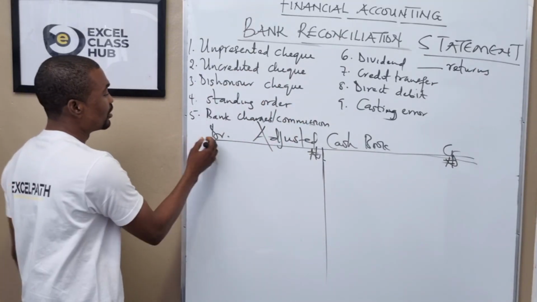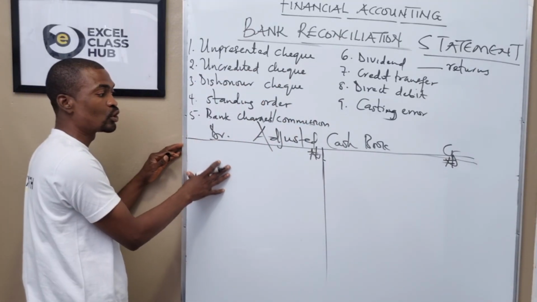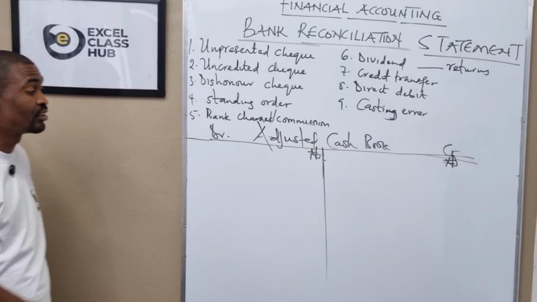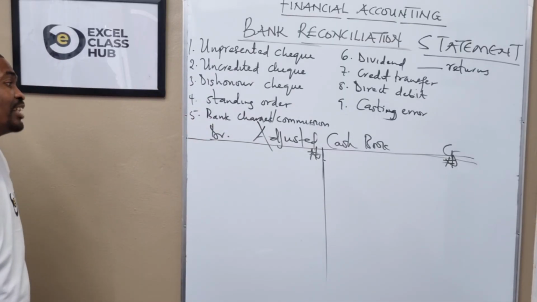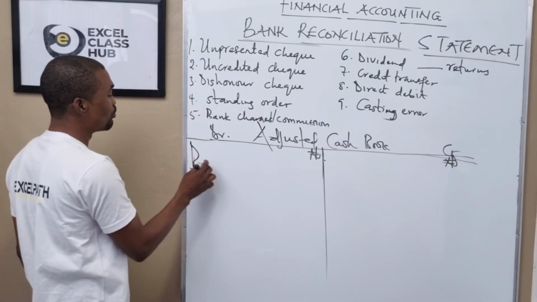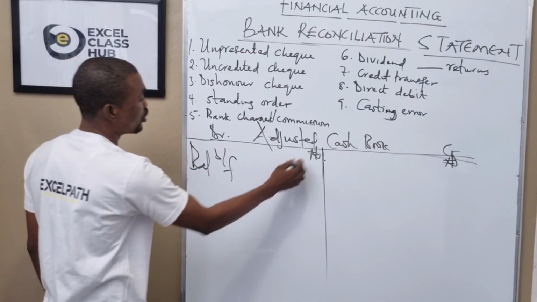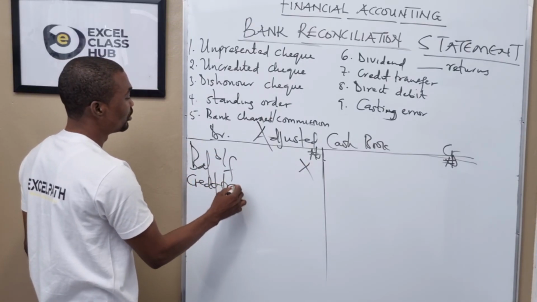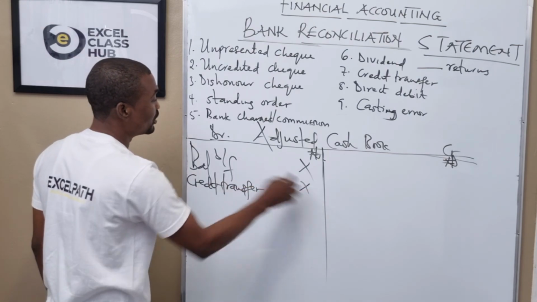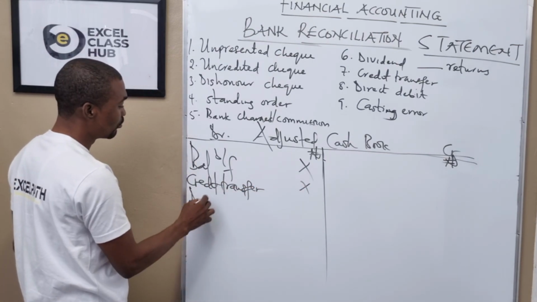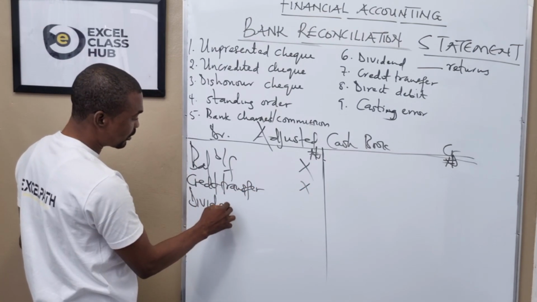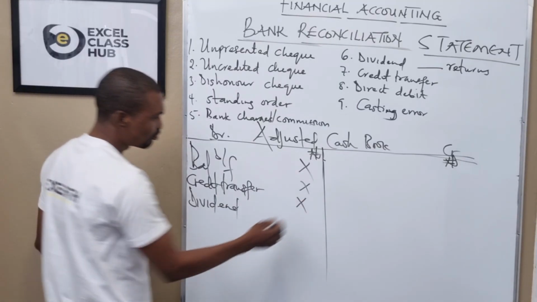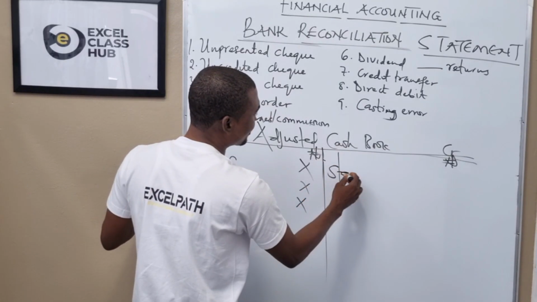Now, like I said, your cash book, your debit side contains receipts. So anything that will increase the cash in the business will be on the debit side of the adjusted cash book. You have your balance brought forward. Of course, it will be there. You have your credit transfer. Credit transfer will also be on the debit side. Then dividend. Dividend also will be on the debit side.